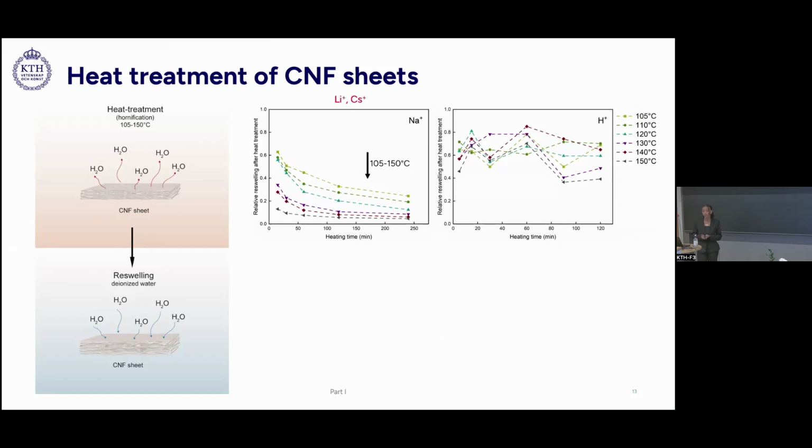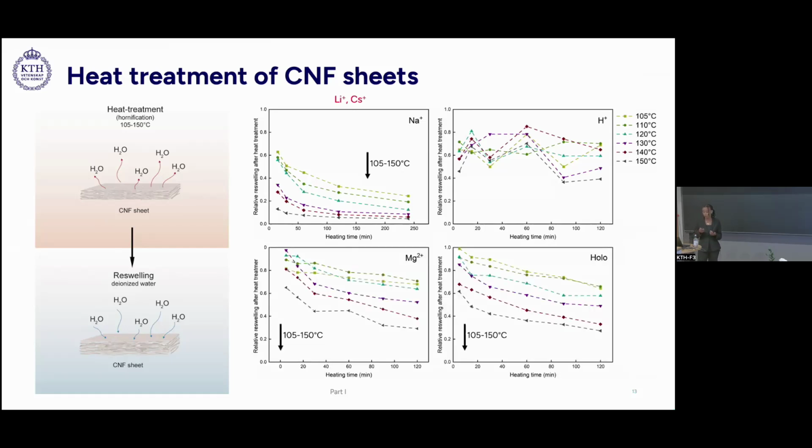However, with protonated carboxymethylated sheets, we did not obtain a similar heating time or temperature dependence. These sheets generally exhibited low reswelling degrees due to the neutralization of charged groups in the network. If we instead introduce a divalent counter-ion or use hollow CNFs, we obtain a less prominent and more linear relationship to the reswelling degree. This indicates that hornification is hindered to some extent.